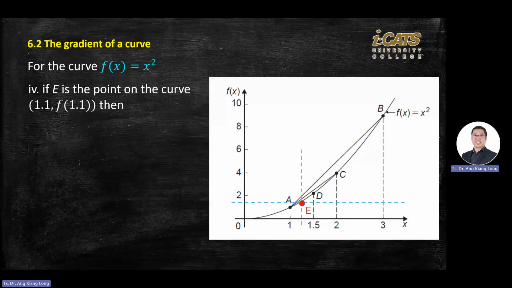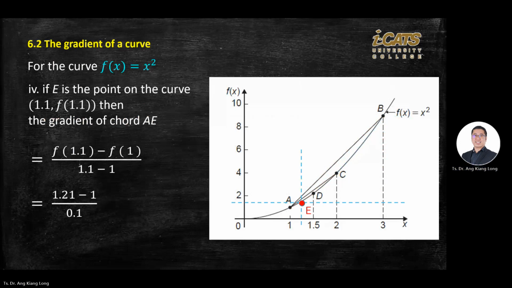Another situation: if you want to find a scenario along the curve of x squared, you pinpoint, let's say, point E. For point E, you are given x equals 1.1. Then we put 1.1 into the function, which represents the y coordinate. You apply the same method and you'll get 2.1. Now, what are we trying to show you here?